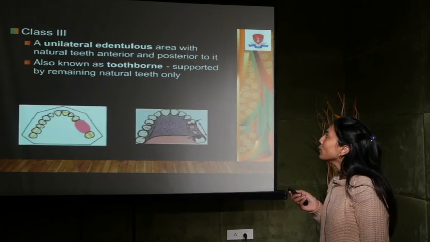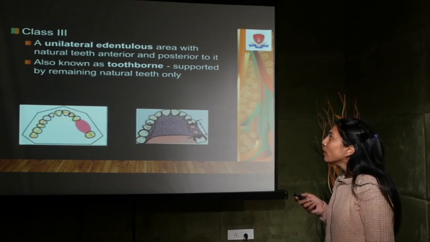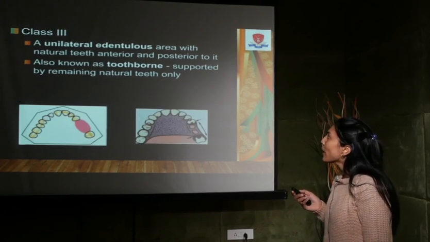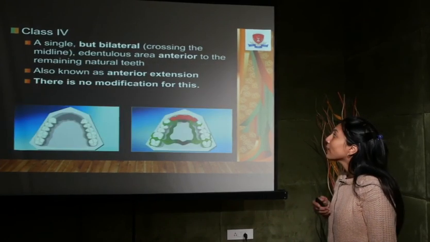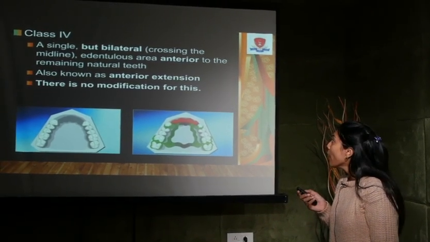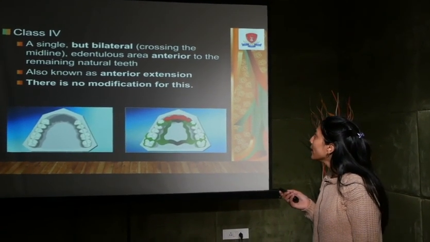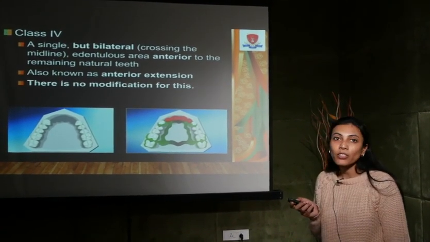In class 3, a unilateral edentulous area with natural teeth anterior and posterior to it, also known as tooth-bone supported, is supported by the remaining natural teeth only. In class 4, a single edentulous area is anterior to the remaining natural teeth. It is also known as anterior extension. There is no modification of class 4.